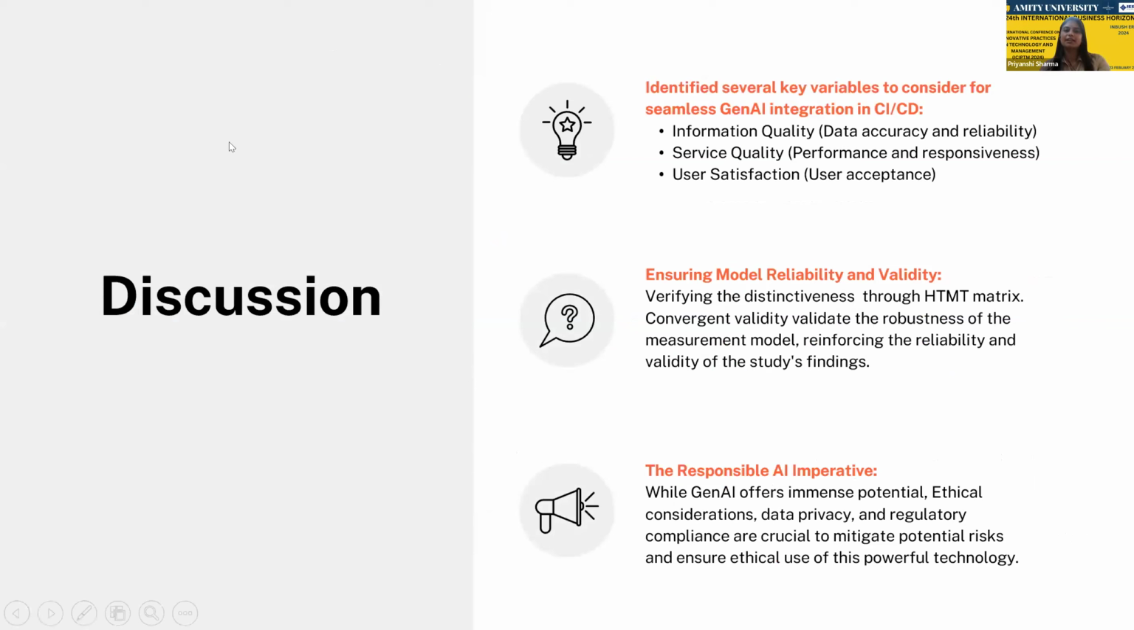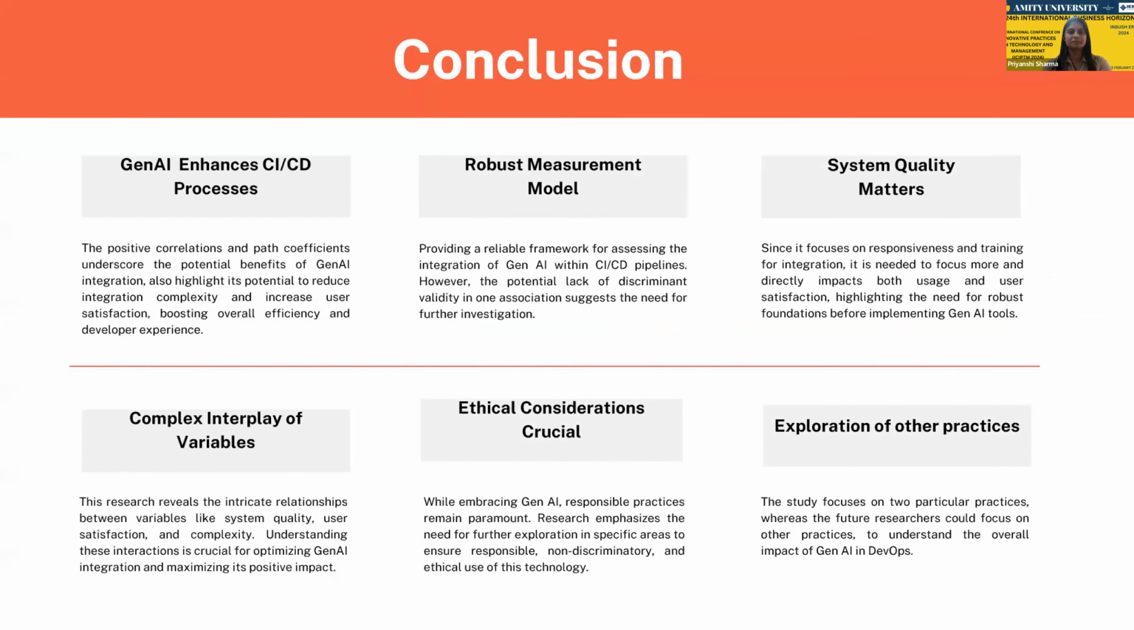Now the discussion: we discuss what we have witnessed through our analysis. We have identified three key variables out of all: information quality, service quality, user satisfaction. Our model is also reliable and valid, which we have validated through the reflective measurement model. There is also the need for a responsible AI imperative, since GenAI is going to take a lot of data. So we need to protect our data by following ethical practices.